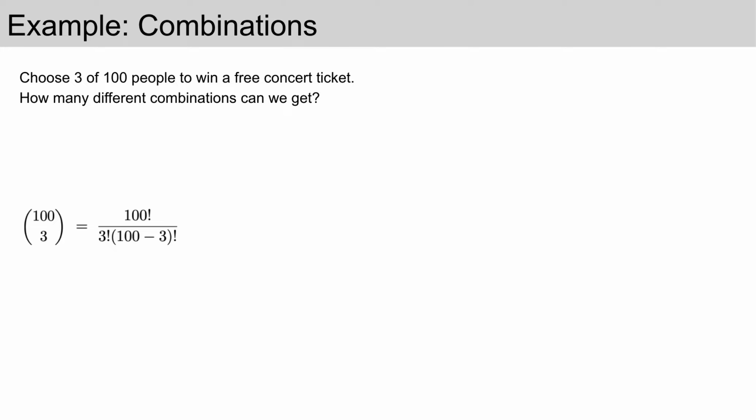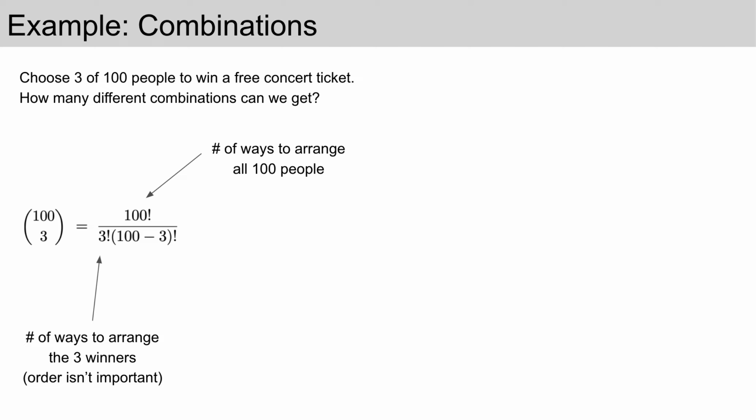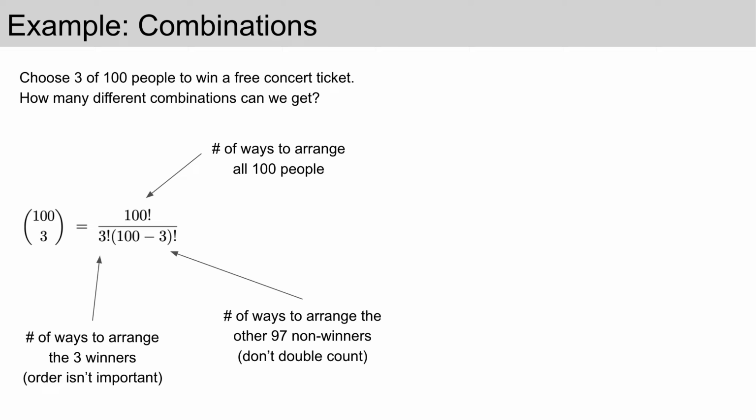In this solution, we start by counting up the total number of ways to arrange all 100 people. Then, recognizing that the order of the people isn't important, we divide by the number of ways to arrange the 3 winners and still get the same outcome. And finally, recognizing that we only care about the first 3 people in the sequences, we divide by the number of ways to arrange the 97 non-winners and still get the same 3-winner outcome.